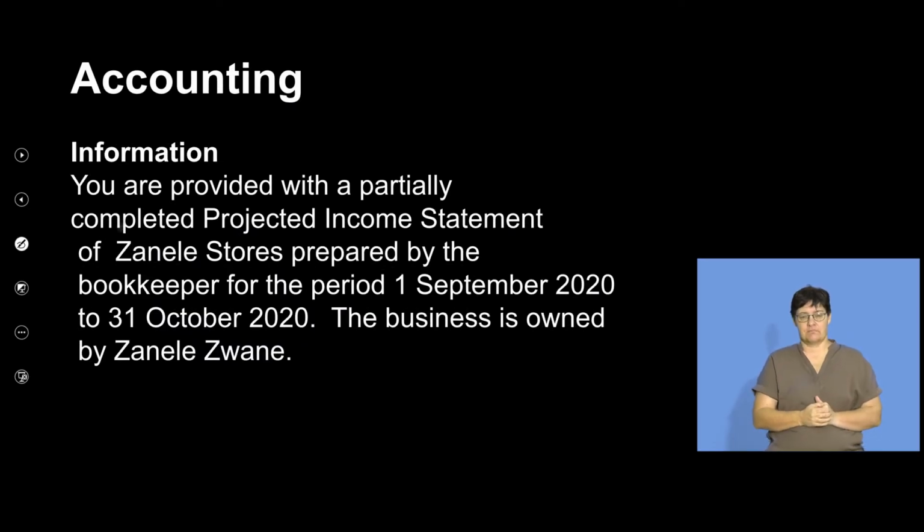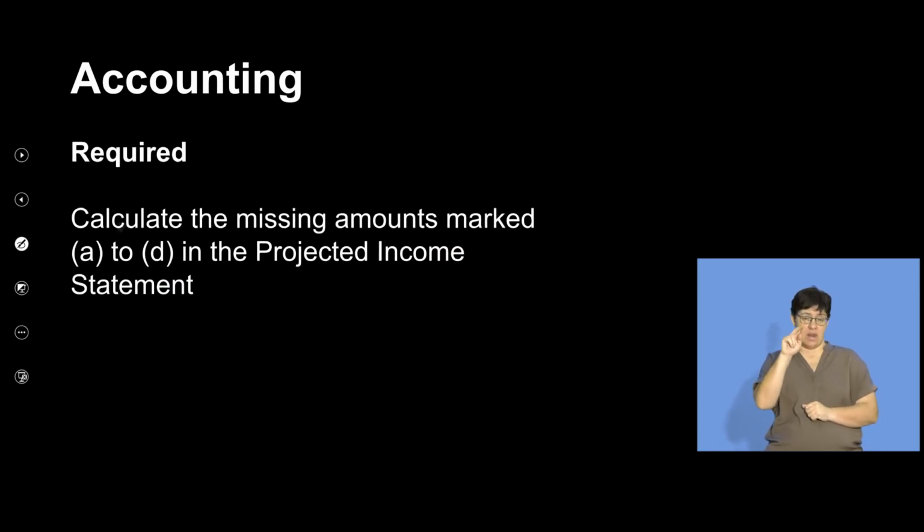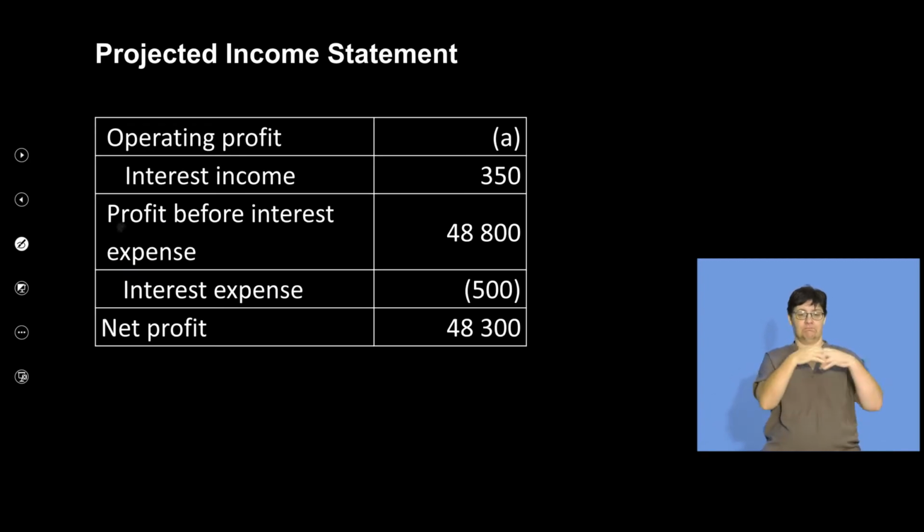In this particular question, we are provided with a partially completed projected income statement of Zanele Stores prepared by the bookkeeper for the period 1st September 2020 to 31st of October 2020. The business is owned by Zanele Zwane. Okay. What are we required to do? We are expected to calculate the missing amounts that are marked A to D in the projected income statement. Right, let's start with the first one.